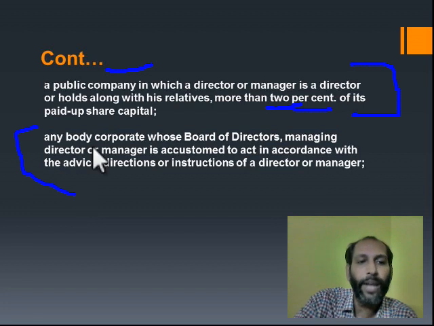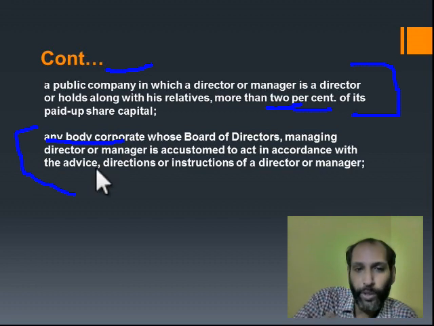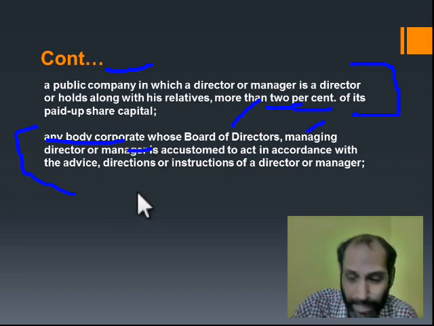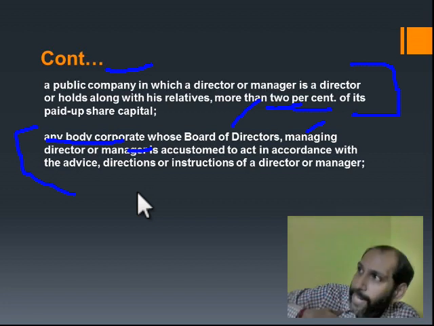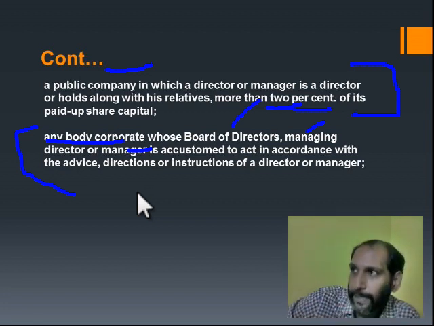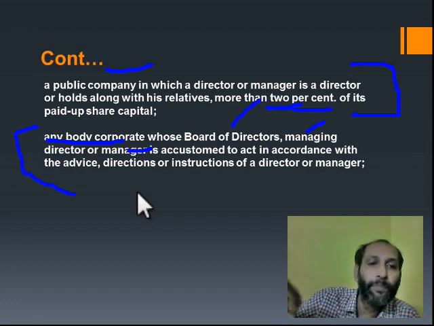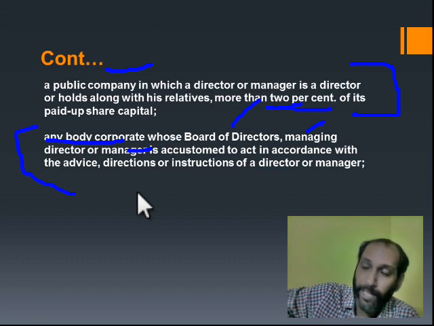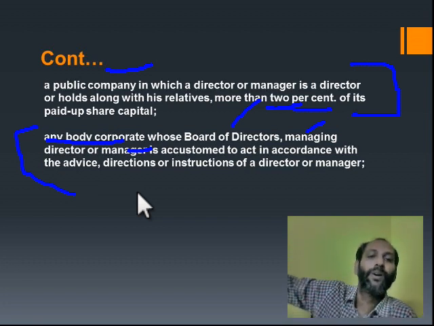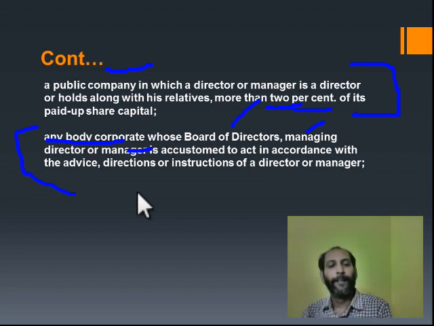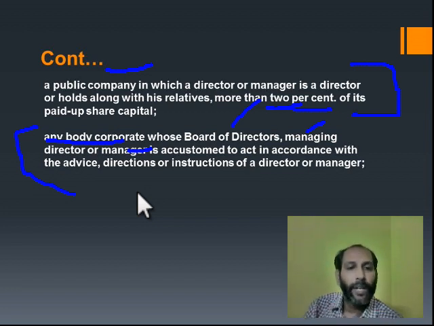Now the big show is about any body corporate. See the word any body corporate, whose board, whose managing director, whose manager is accustomed to act. Who is accustomed to act? Our director, our company is having the power to control any body corporate or its board, its MD or its manager. That is the point. And with that control, a relation is created. That is what the law says.